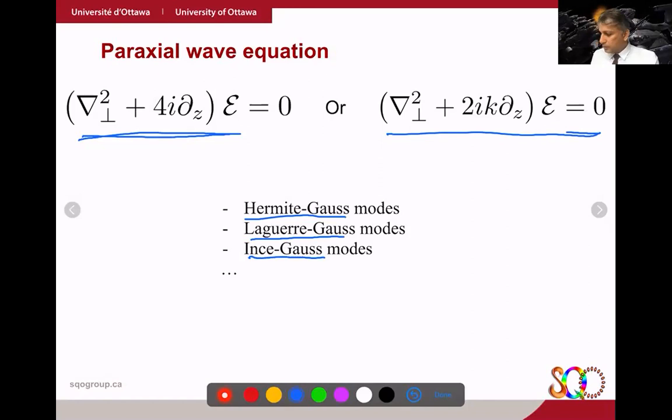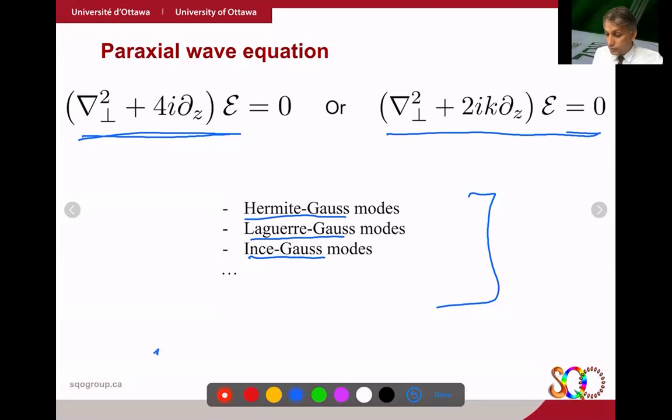However, the solutions that most people consider, for example, Hermite Gaussian is a solution in the Cartesian coordinate, Laguerre Gaussian modes in the cylindrical coordinate, and Ince Gaussian in the elliptical coordinate. Hermite Gaussian modes form orthogonal modes, Laguerre Gaussian modes as well, and Ince Gaussian modes also form orthogonal modes. And they are also complete bases.